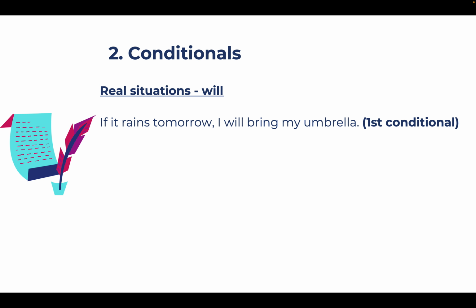And the next scenario is conditionals, where we use will. I mean, in real situations we use it. For example, if it rains tomorrow, I will bring my umbrella. So here we are using a condition. The condition is if it rains tomorrow. So we call this the first conditional.